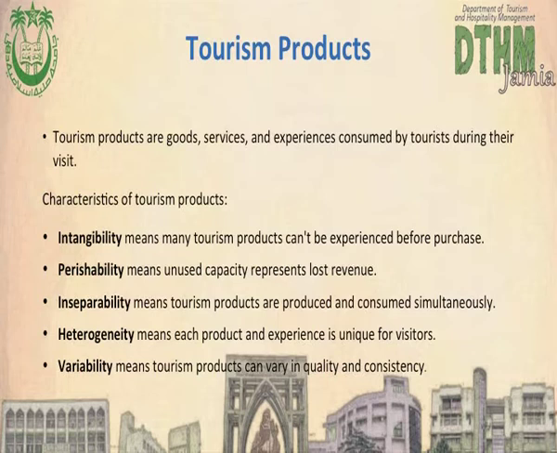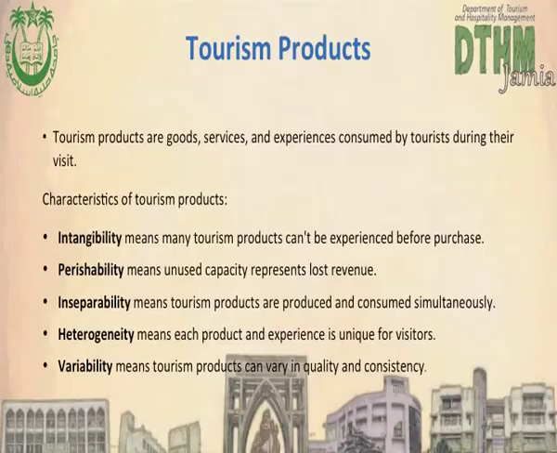the destination. Perishability. Tourism products are often perishable, meaning they cannot be stored for later use. A hotel room, for example, cannot be saved for use at a later date. This means that unused capacity represents lost revenue for tourism businesses. Inseparability, which means tourism products are produced and consumed simultaneously.